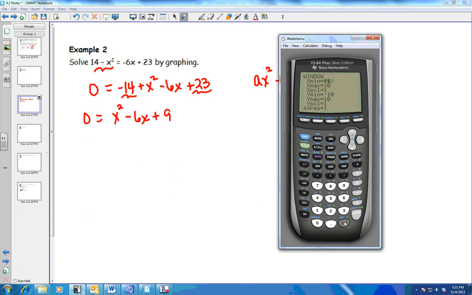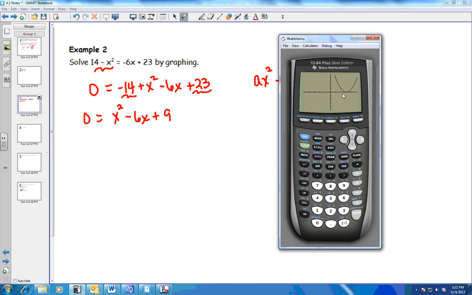I'm going to change my x min to -5 and my x max to +5. And let's go ahead and change my y min to -5 and my y max to +5. And let's just see if that helps a little bit. And graph. Okay, so it looks like it crosses at 3.